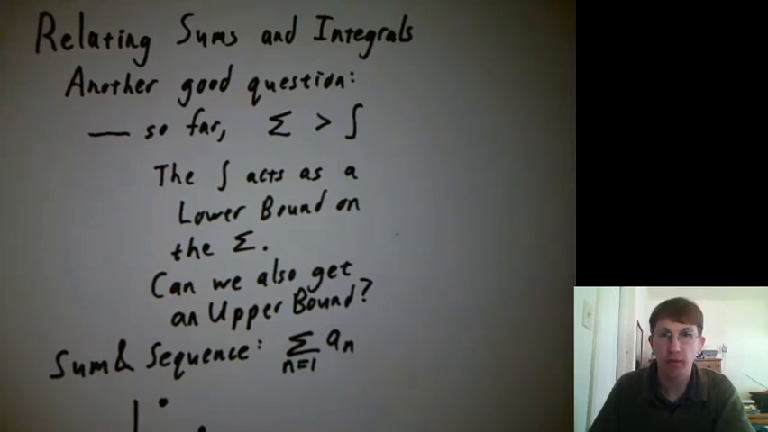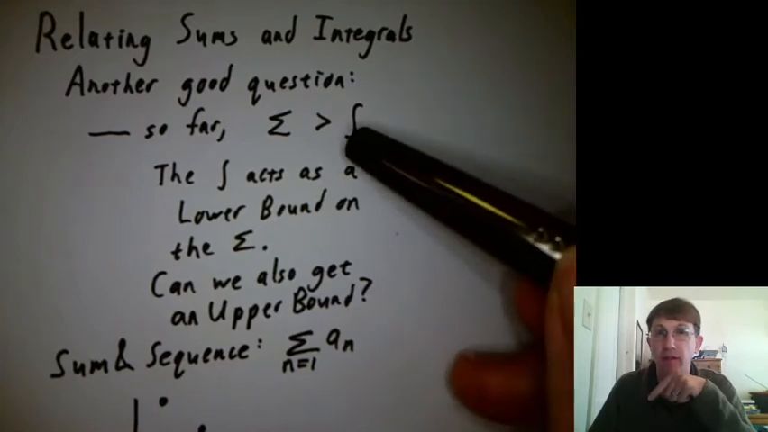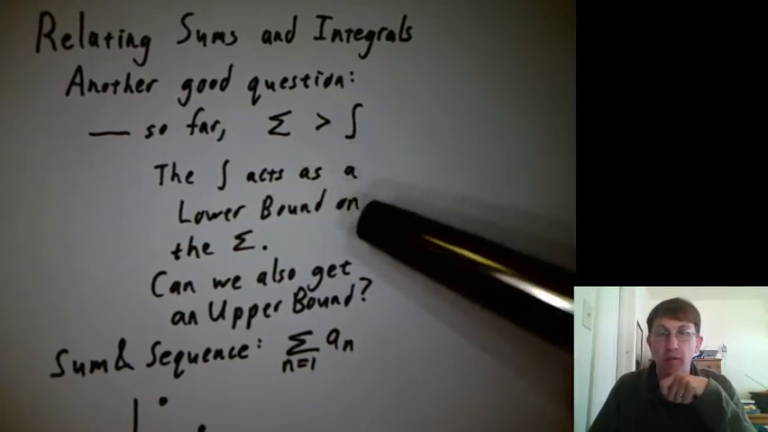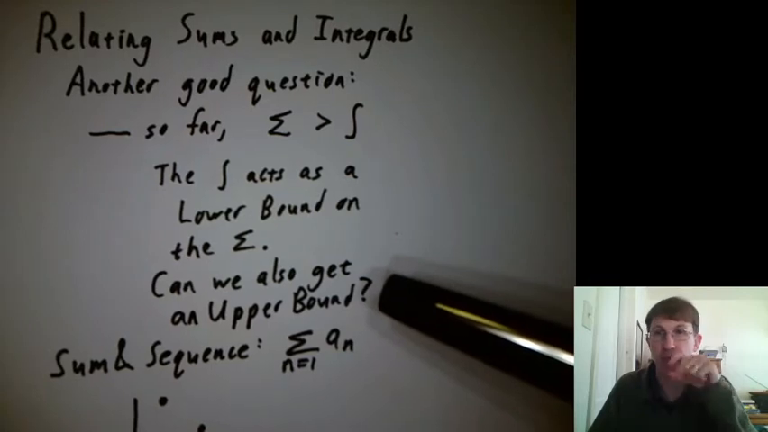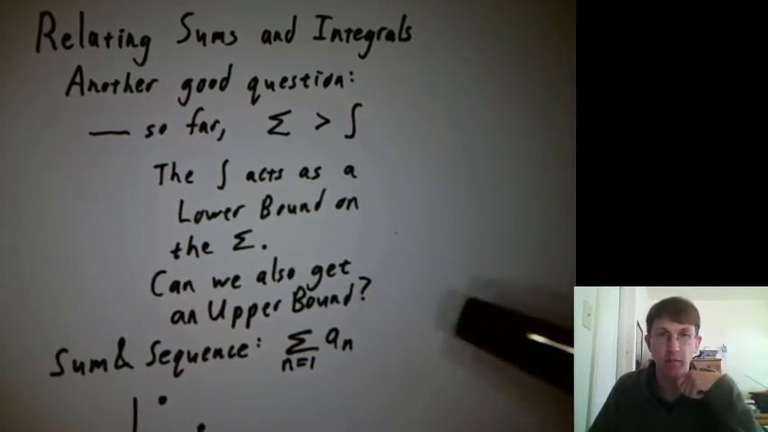One other question I forgot to mention at the end of the last video: we just saw that the integral is acting as a lower bound on the sum. It would also be nice to get an upper bound on the sum, because if you have an upper and lower bound, you know how far off you might possibly be. So we'll keep that in mind.